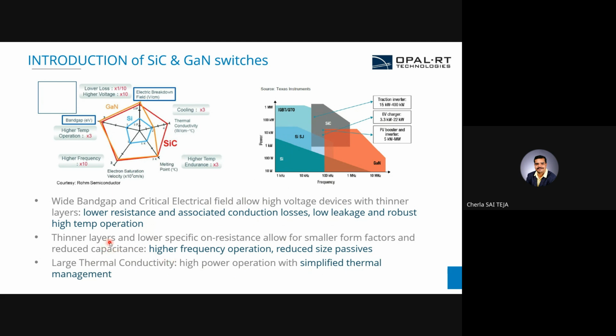As we are going for thinner layers and lower specific on-resistance, it will help us have the whole packaging of this power converter in smaller form factors and with reduced capacitance. So it will help in operating at high frequencies and reducing the size of passives. Because of these features of silicon carbide and gallium nitride, nowadays for onboard chargers, EV chargers or traction inverters, people are moving towards these wide band gap switch topologies.